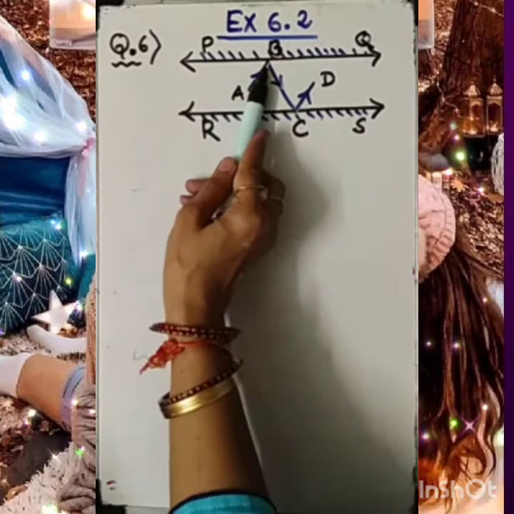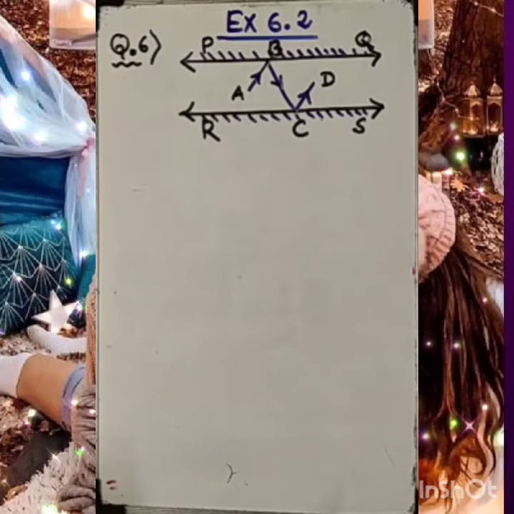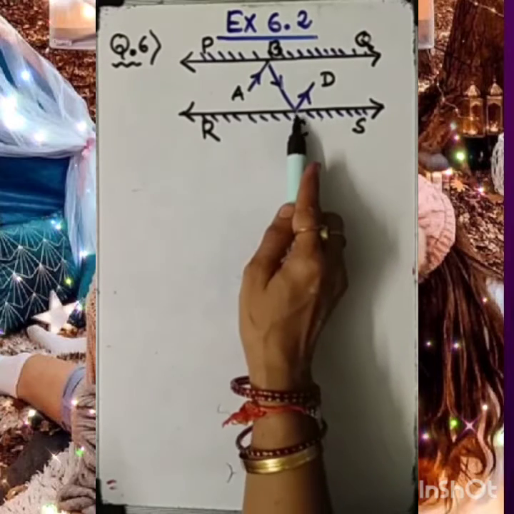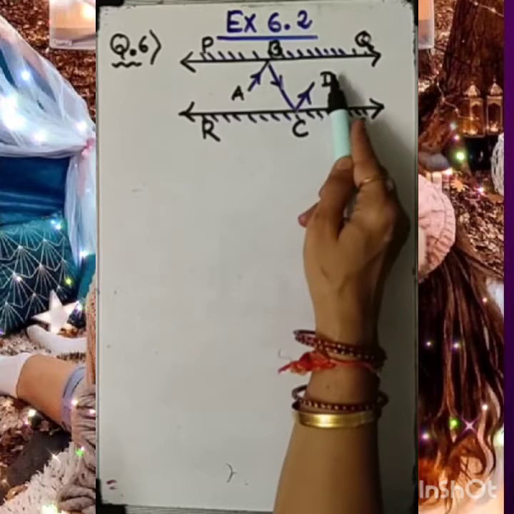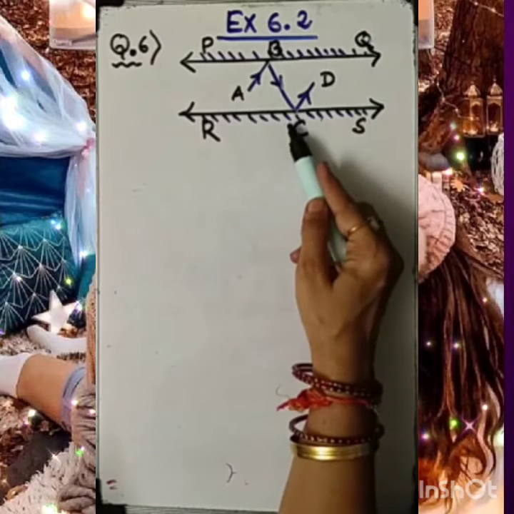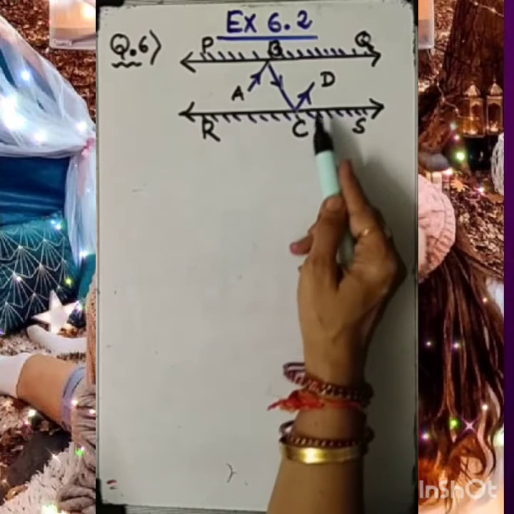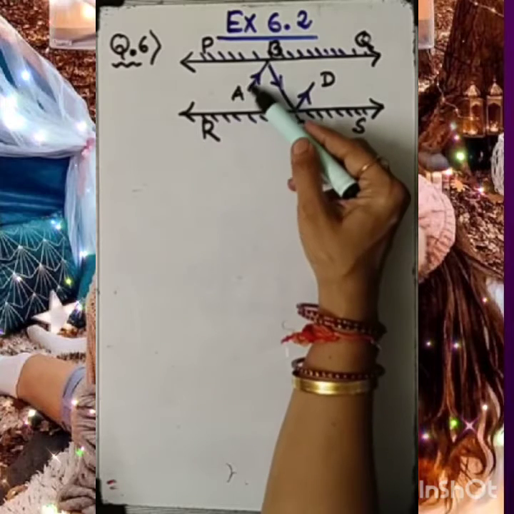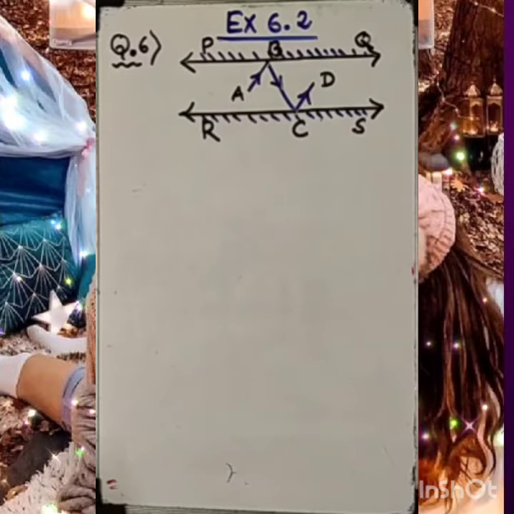Then it is reflecting, providing the path BC, and strikes the mirror RS at point C. And again it reflects back from there, and moves along the path CD. Simply we need to prove that AB and CD are parallel lines. Clear to you? So the question explanation I have done.